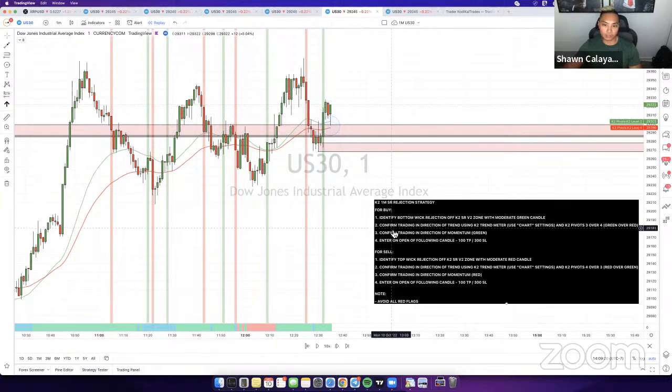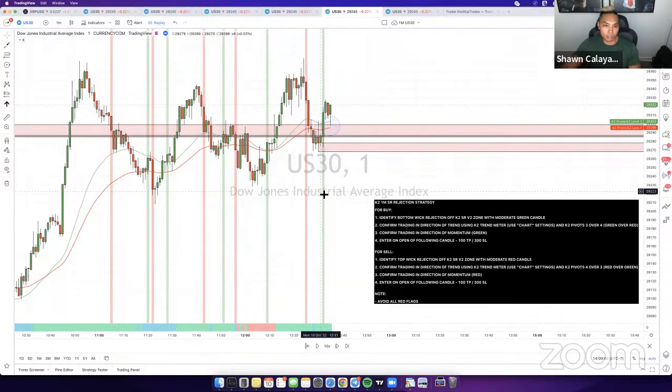Second confirmation, you need to confirm that you're trading in the direction of trend. As you can see down here, the trend meter is green. So we're definitely trading with a bullish bias. For second confluence, you can look at the pivots here. Price is above the pivots. Pivots are angling up, green pivots over red. That's going to confirm that we're in a strong uptrend. So with that said, we have requirement number 2 met.